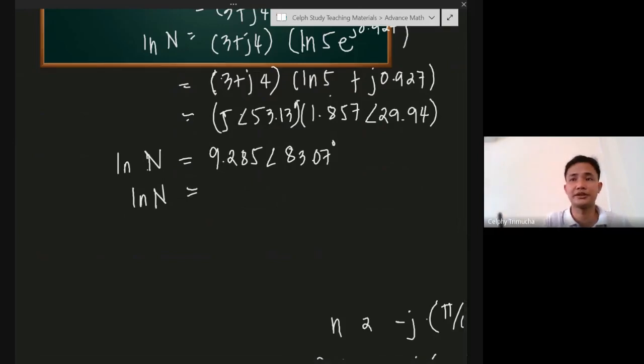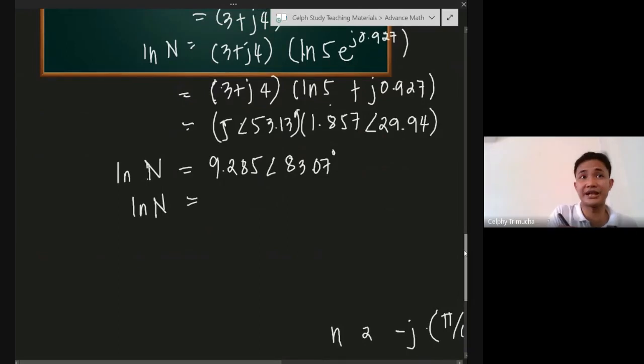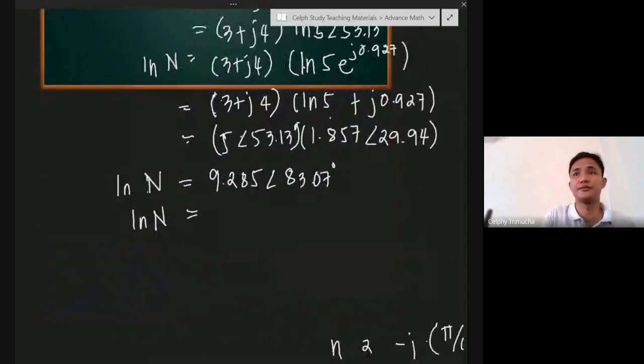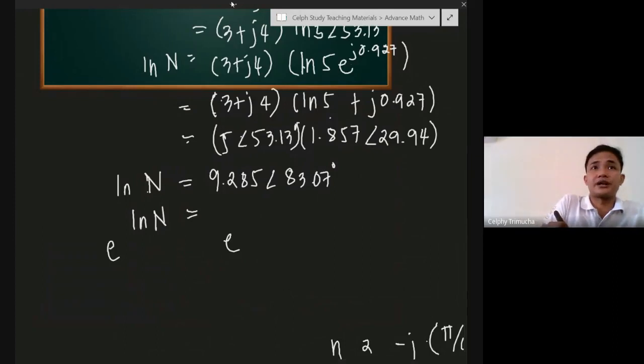So what is our answer? But the value we need to find, take note, we equated it earlier to n. So the value should be n, not ln n. So what we can do is raise e to the power of both sides of the equation.